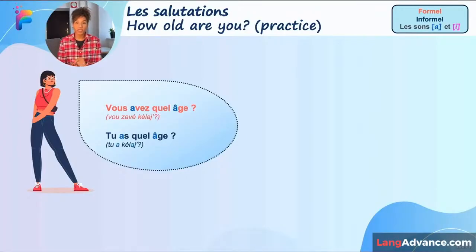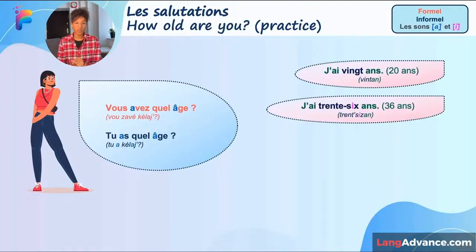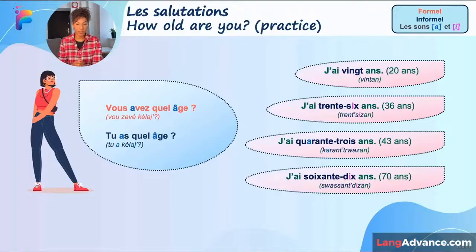Tu as quel âge? The first one is j'ai 20 ans. So what do you think? The second one is j'ai 36 ans. Third one, j'ai 43 ans. Fourth one, j'ai 70 ans. And the fifth one, j'ai 19 ans.